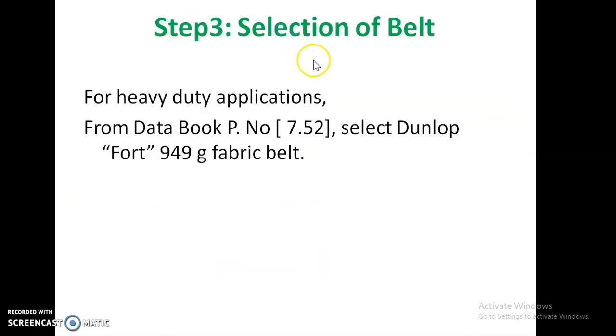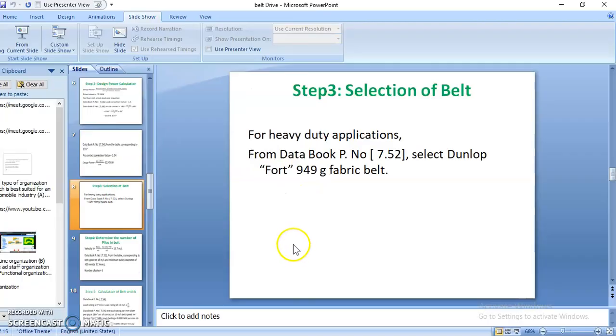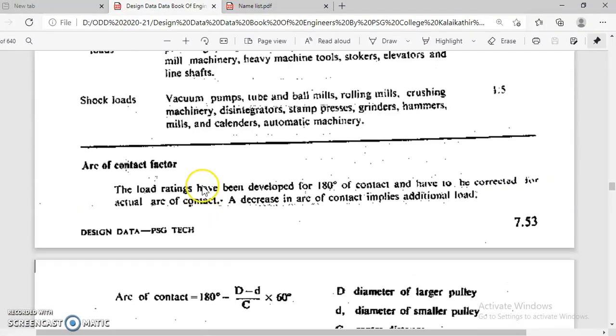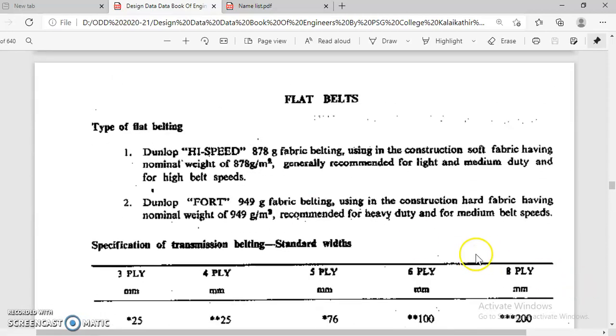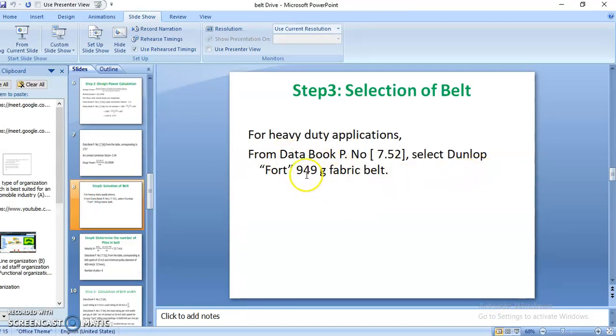Third step is selection of belt. Selection of belt for heavy duty applications. Let us select Dunlop 4 949 gram fabric belt from page number 7.52. It is a heavy duty application because it is a floor mill, and it is having medium belt speeds. For light duty, you can select the first type. Because it is the second type, you can select Dunlop 4 949 gram fabric belting. This is the third step.